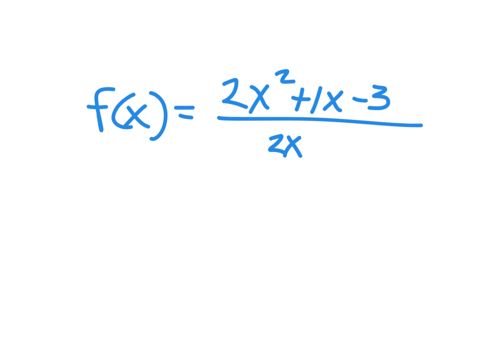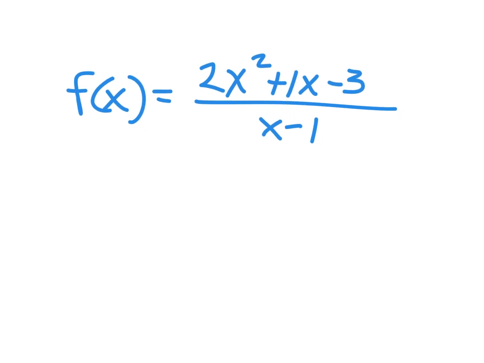There it is. On the bottom, change it. It's not 2x anymore. It's x minus 1. That should create a hole. And the question is, where exactly is the hole?